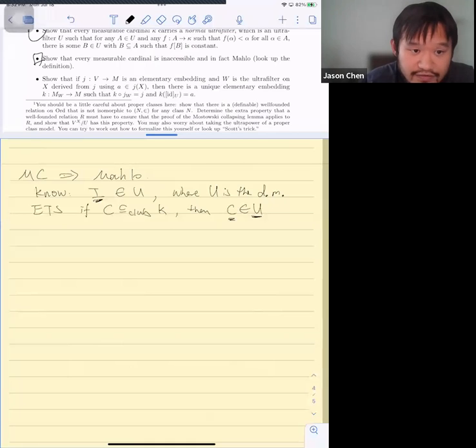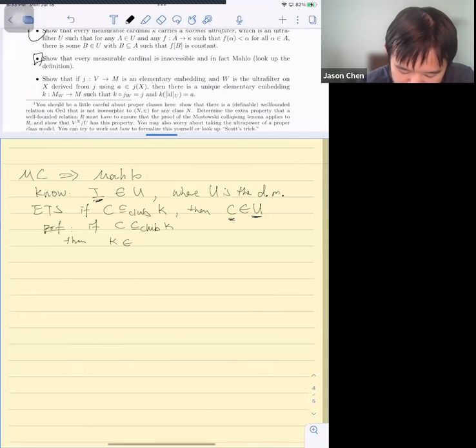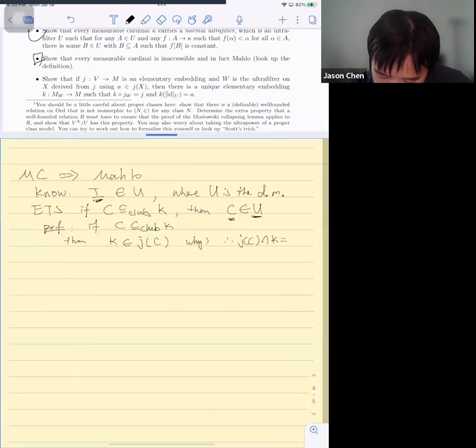So now this is not very difficult. So how do you show this? If C is a club subset of kappa, then kappa is actually in j of C. Why is this? Because j of C stretches, so it's an unbounded subset of kappa. When you map it with the elementary embedding, it stretches it past kappa, but with the stuff at the bottom unmoved. So this is actually C.